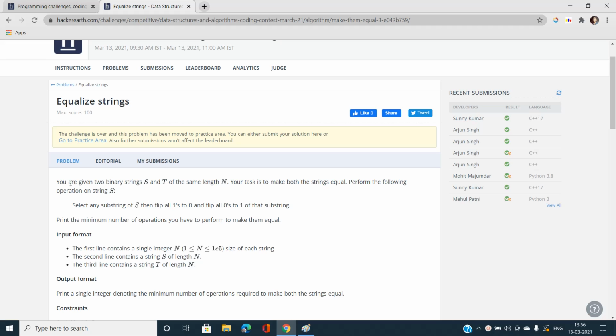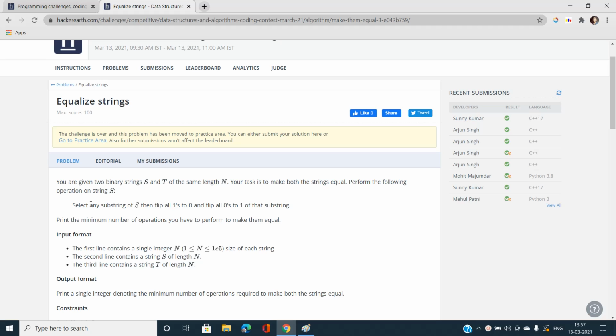So we have been given two binary strings S and T of same length n, and our task is to make both the strings equal, performing the operation on the string S. Okay, so what is the operation? Select any substring of S and then flip all the ones to 0 and flip all the zeros to 1 of that substring. Okay. So what will be the minimum number of operations we have to perform to make the strings equal? Okay. So we have to output that.